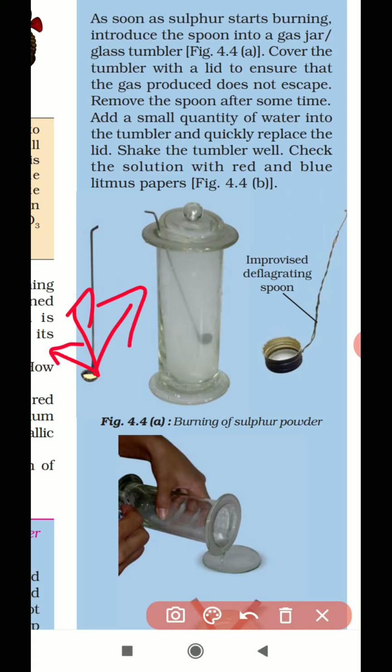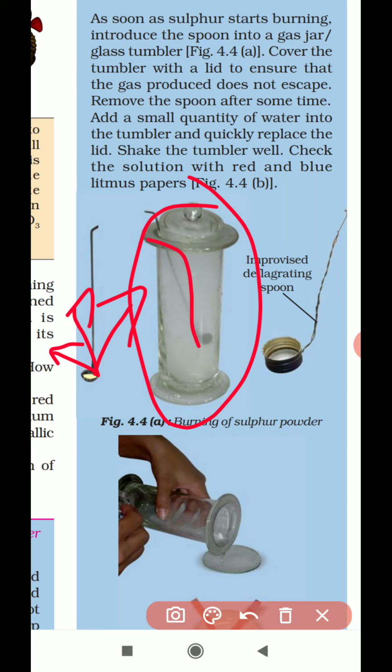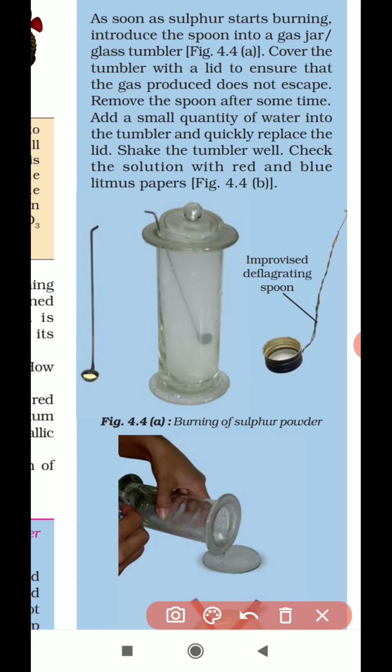What I'm going to do is take a jar like this, and allow the gas to fill the jar. At a certain point, I'm going to take this deflagrating spoon out. So all the gas will be present here.